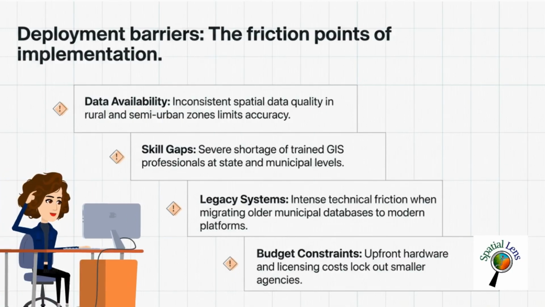Implementing GIS isn't just about technology. It comes with real challenges. Limited and inconsistent data reduces accuracy, while a shortage of skilled professionals slows progress. Legacy systems make integration difficult, and high costs restrict adoption, especially for smaller organizations. Together, these barriers create friction in successful GIS implementation.